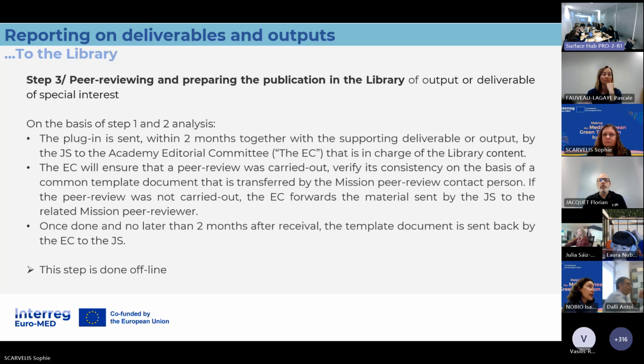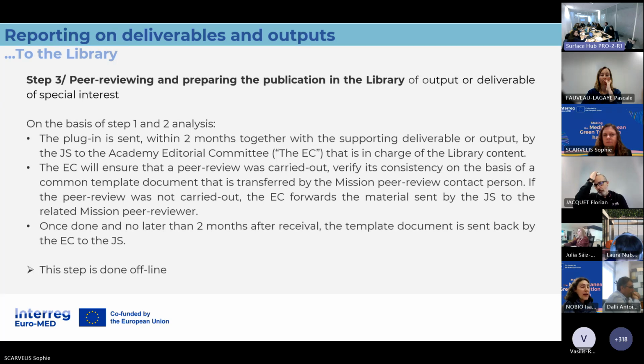The editorial committee of the Academy is composed of representatives of the different governance project missions and the GS. This editorial committee will ensure that a peer review has been carried out at each mission level, which is, as I said before, independent from our process. The editorial committee will verify the overall consistency of the different peer reviews on the basis of a common template document. This template document is a summary of the different peer reviews based on a set of 3 common basic criteria.